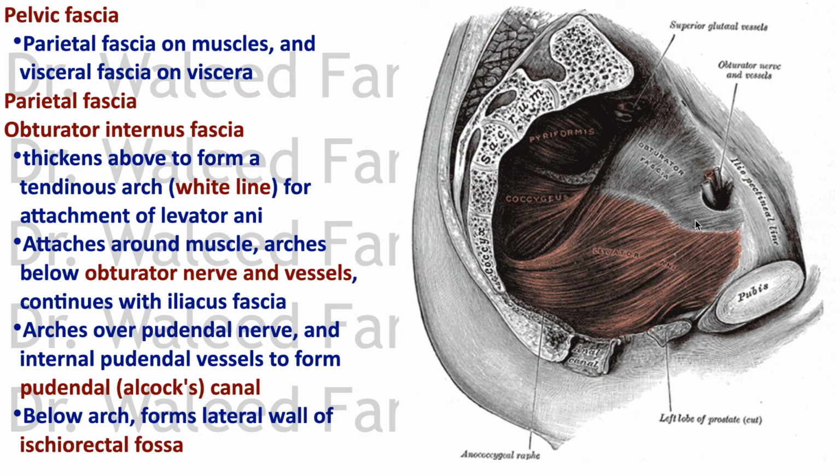Remember that it arches below the obturator vessels and nerve, and forms the white line for the attachment of the levator ani. Below that, it's the lateral wall of the ischioanal canal or ischiorectal fossa, and forms the Alcock's canal, the pudendal canal. And above that, it's part of the lateral pelvic wall. Okay, so this is about the obturator internus fascia.